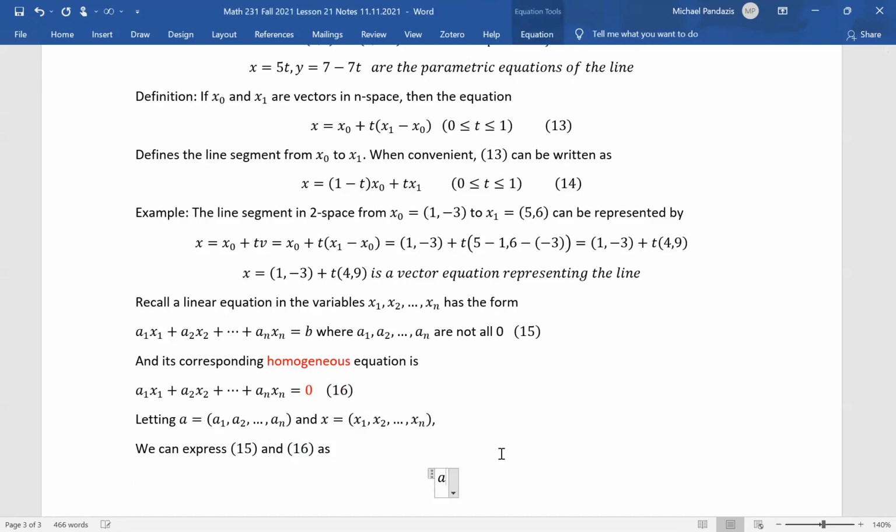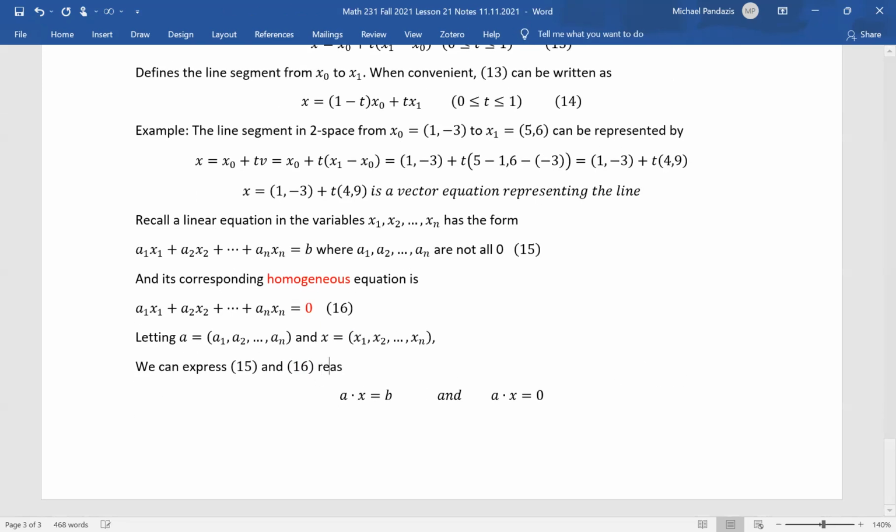as a dotted with x is equal to b, and a dotted with x is equal to 0. I'm writing respectively because I'm expressing 15 with the first equation and 16 with the second one, the order staying the same. So this whole thing, a1x1 plus a2x2 plus dot dot dot plus anxn equals b, where not all the a's are 0, can be expressed as a dot x equals b, and a is not equal to 0.